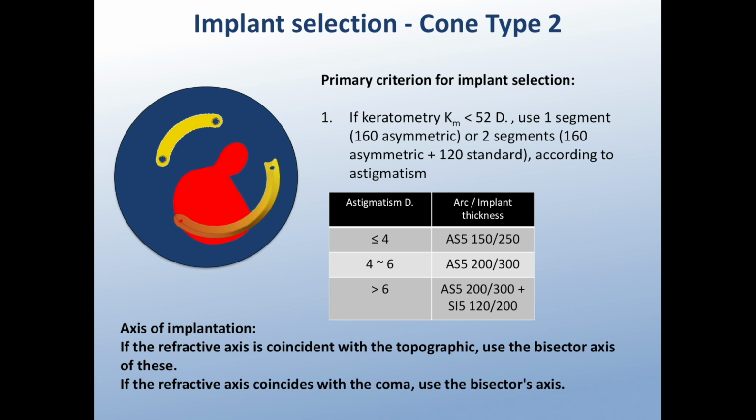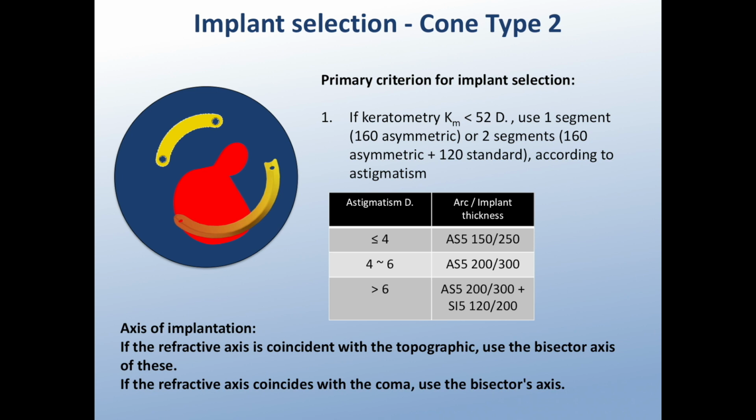Also, in this case, if the radius of the curvature of the cornea is below 52 diopters, an asymmetrical segment 160 or 2 segments is used. An asymmetric 160 plus a standard 120 in accordance with astigmatism. Obviously, if the refractive axis coincides with the topographic one, the bisector of the axis is used. If the refractive axis coincides with the coma, the bisector is used.